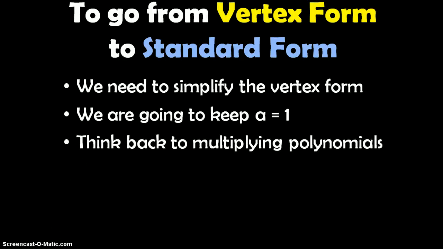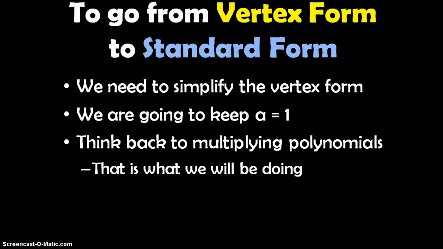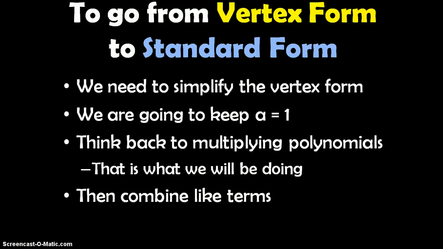In order to go back to standard form, we need to think back to how we multiplied polynomials, which we distributed, or you did the box method. We're going to be doing a lot of that again. Alright, so this is what we'll be doing. After we multiply, then we're just going to combine our like terms like before.